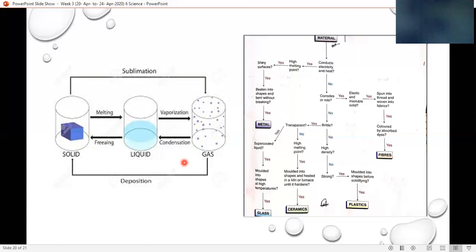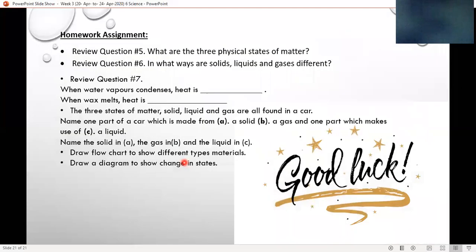Lastly, you have your homework assignment for lectures 3, 4, and 5. You are going to do review question number 5, review questions 6 and 7, and you are going to draw the flowchart of different types of material and show the change in states. You can draw a diagram or web diagram or a very innovative diagram you can come up with. Good luck with your homework assignment.